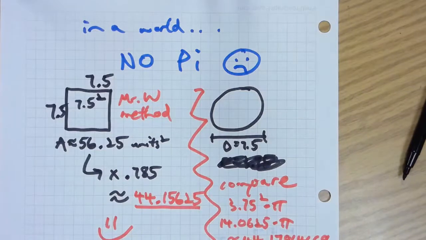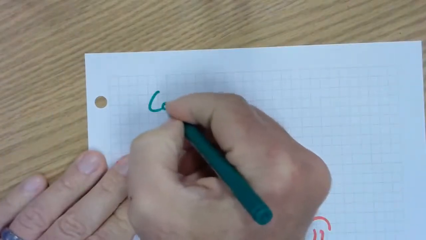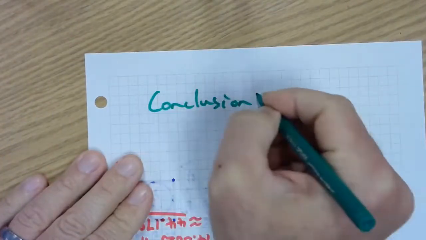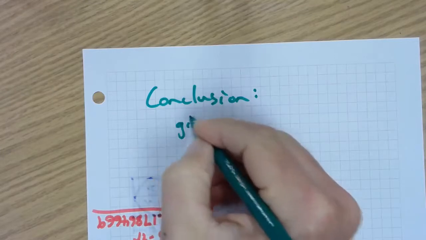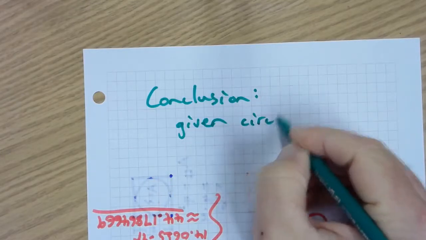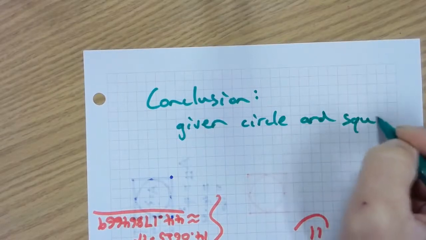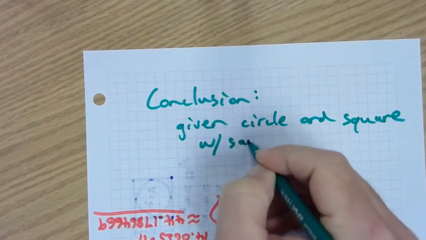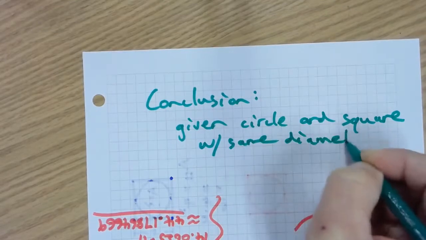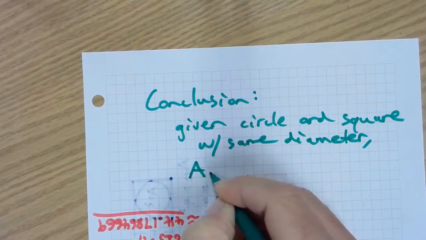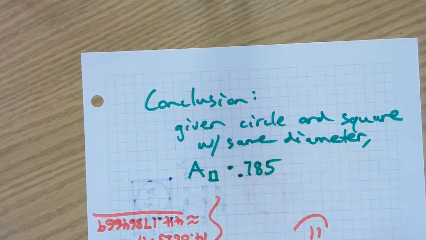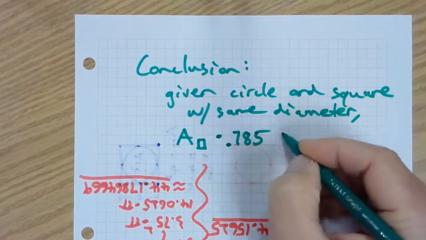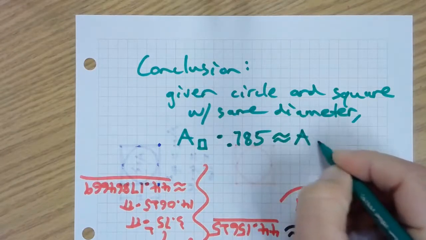So let's conclude. Let's come to a conclusion here. Conclusion: if I have a given circle and square with the same diameter, the area of the square times a factor of 785 thousandths is going to get me very close to the area of the circle.